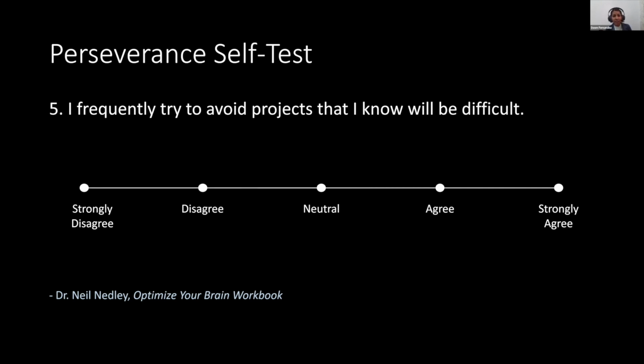Okay, so what have you selected? What applies to you? If you disagree mostly with these five statements, that means you're a person who perseveres. You don't give up easily. But what if we've strongly agreed to most of these statements? That means we have to develop it.